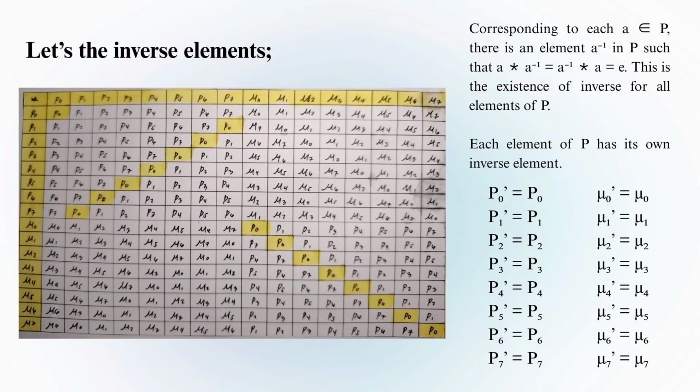Like P sub 0 inverse is equal to P sub 0. P sub 1 inverse is equal to P sub 1. P sub 2 inverse is equal to P sub 2. P sub 3 inverse is equal to P sub 3. P sub 4 inverse is equal to P sub 4. P sub 5 inverse is equal to P sub 5. P sub 6 inverse is equal to P sub 5, and so on and so forth.